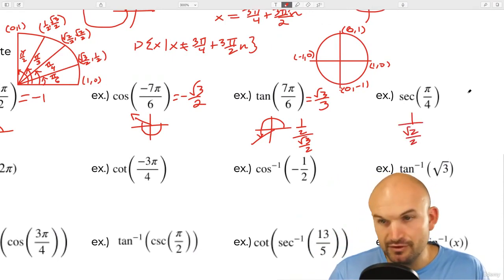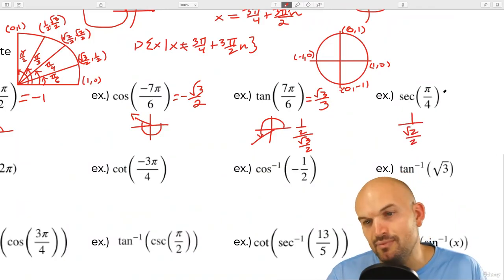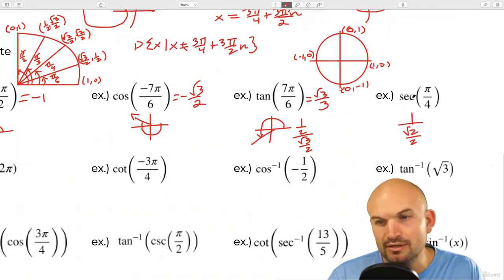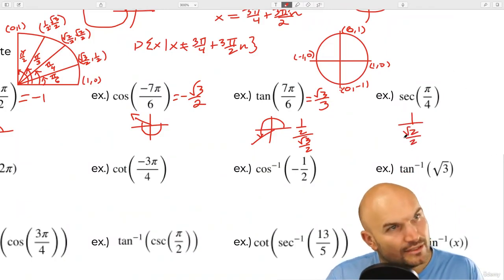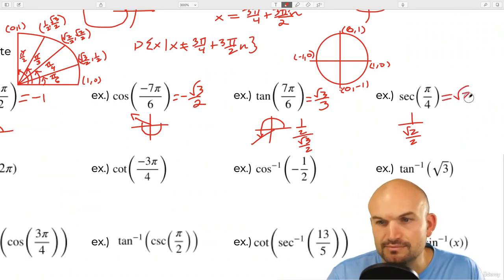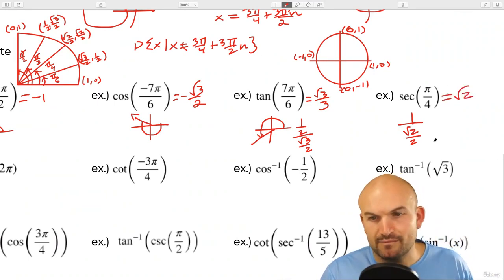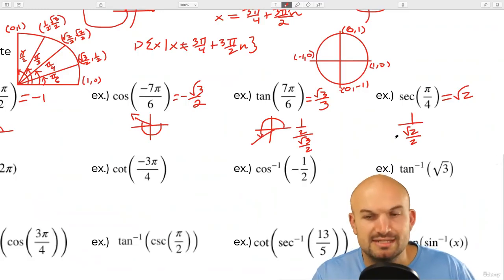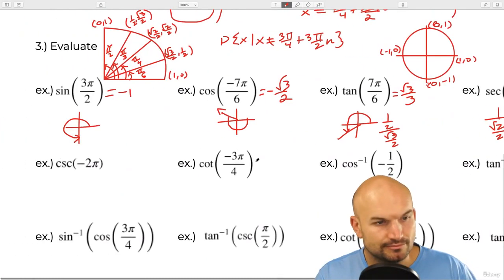The secant of pi over 4, that's going to be 1 over square root of 2 over 2. And if you've done enough of these problems, you recognize that you multiply by the reciprocal. Actually, that should be the square root of 2, so that's pi over 4. So yeah, when you multiply by 2 and rationalize the denominator, you're going to get a square root of 2.